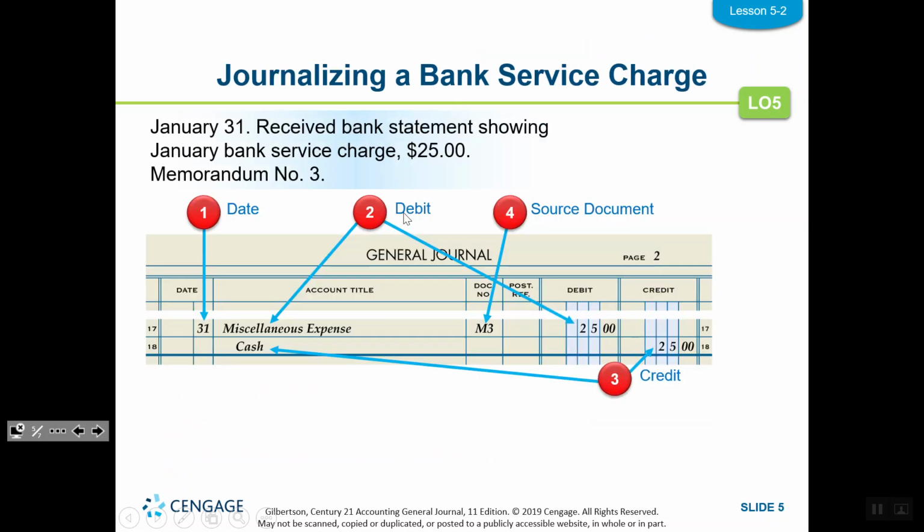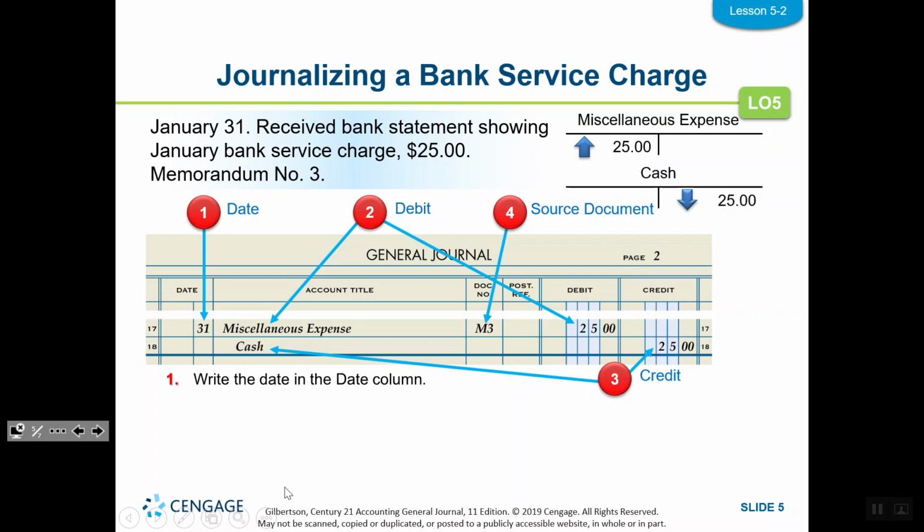Next thing is we have to journalize this statement. So January 31st, received a bank statement showing January bank service charge of $25. Memorandum number 3. So again, this is probably going to be a miscellaneous expense. So we're going to debit miscellaneous expense $25 and credit cash $25.